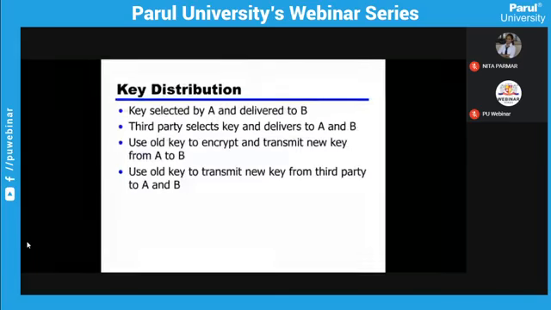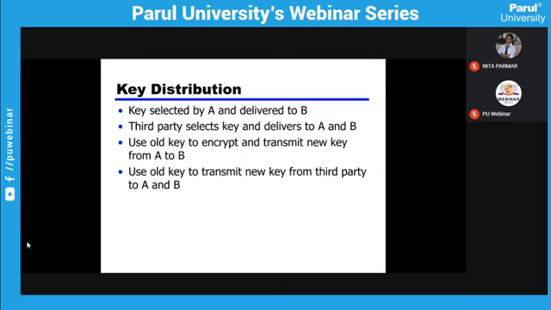And one more encryption technique is key distribution. There are four types of key distribution, in which in the first type, sender A will select a key, and this key will be delivered to B. In another type, a third party C will select the key, and it will deliver the key to A and D. So it is also a type of key distribution.